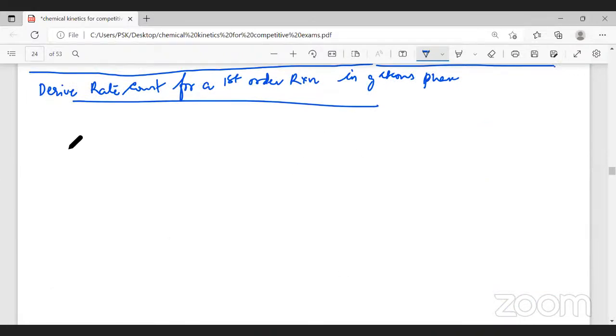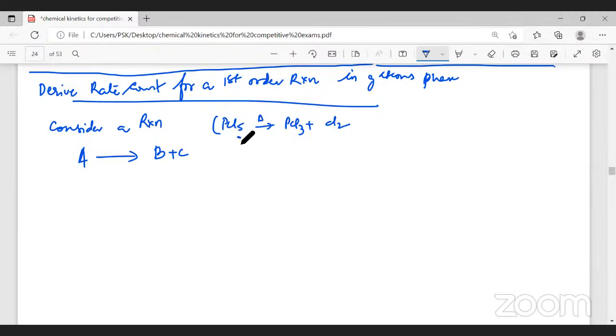Now we can say, consider a reaction A giving you B plus C. For example, yesterday I took an example, PCl5: when we heat, it decomposes to form PCl3 and Cl2. All are in gaseous state. Here, A is also in gaseous state, B is in gaseous state, C is in gaseous state. A is a reactant, B and C are the products.